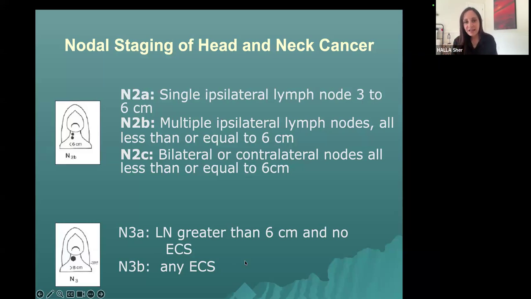So N3A refers to lymph nodes that are greater than 6 centimeters but have no extracapsular spread. N3B is any lymph node, any size, with extracapsular spread.